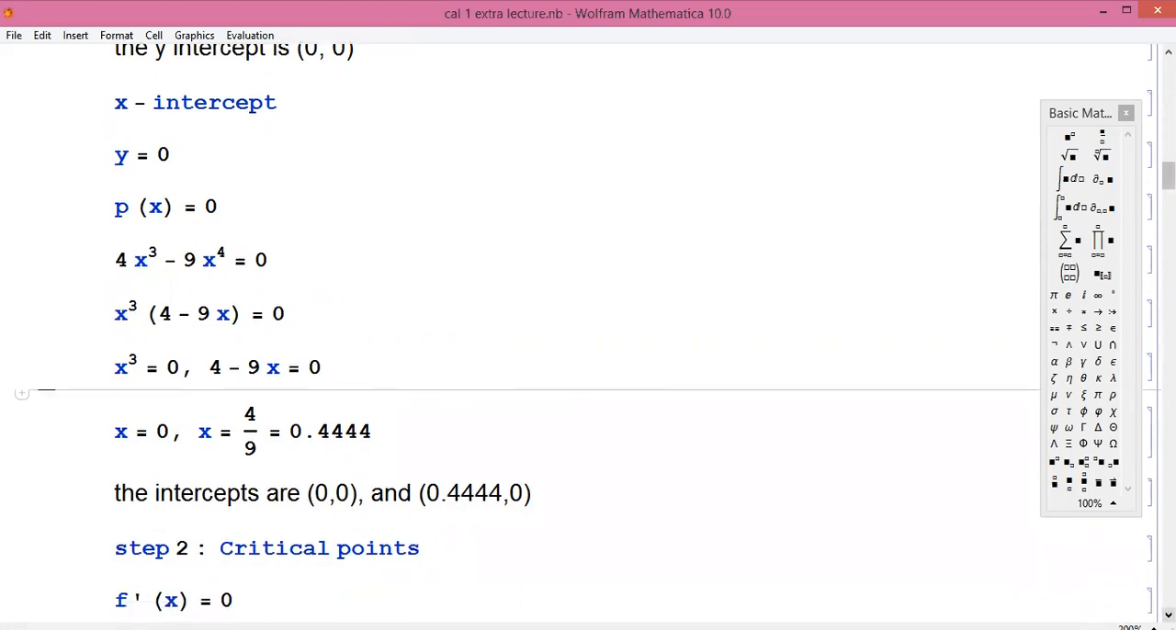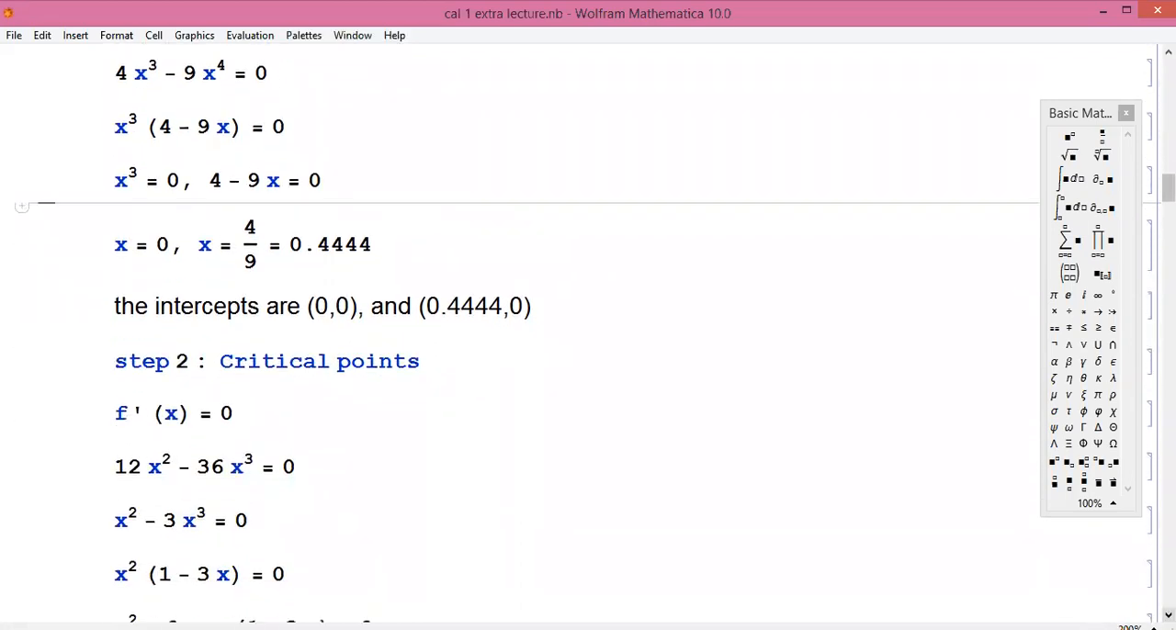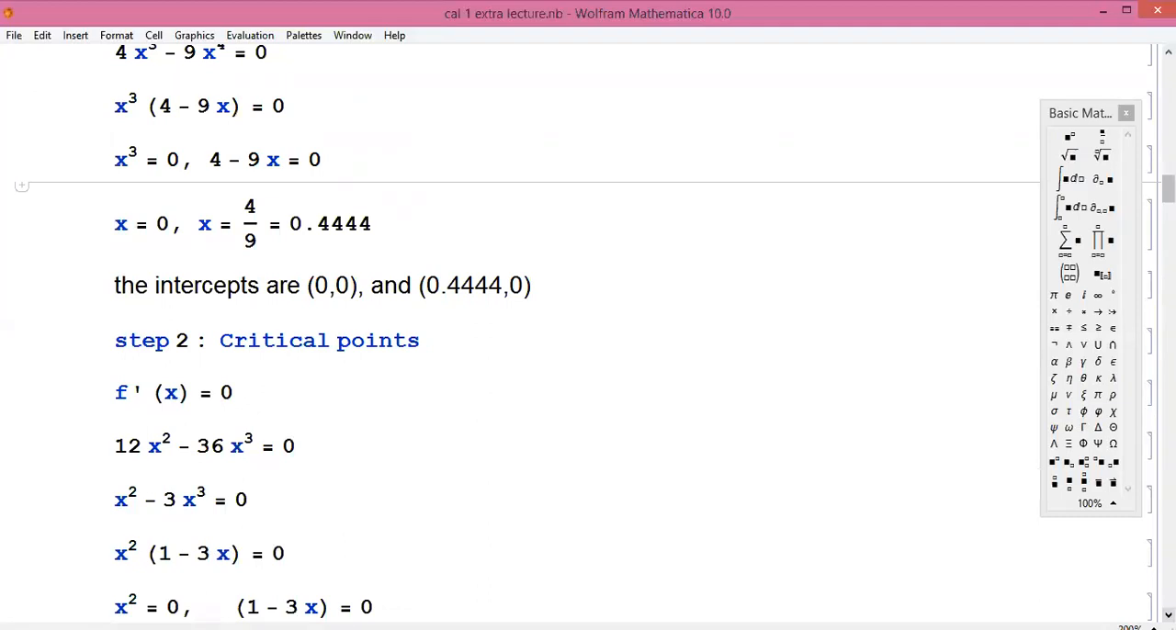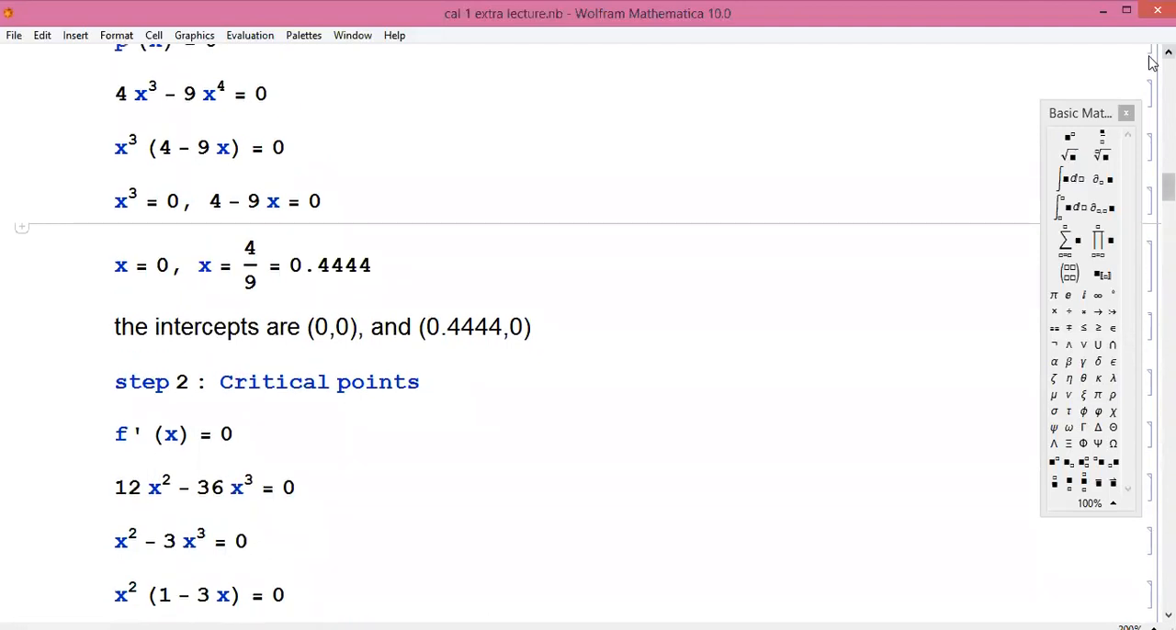Then step number 2. What is step number 2? Finding the critical points. Critical points or stationary points are those where the slope of the function is 0. So first I am finding the slope of the function. Since my function is 4x cubed minus 9x^4, the slope will be 12x square minus 36x cube equals to 0.